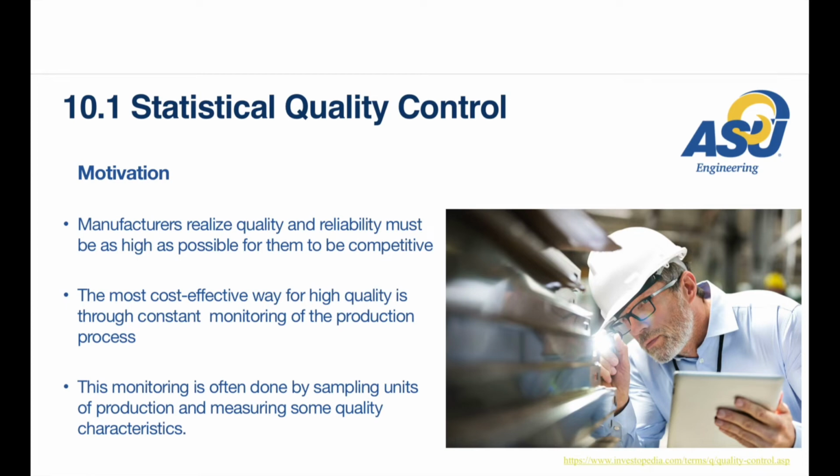One of the most important applications of statistics is quality control. Suppose that you own a company that produces some car component. You want to produce good quality components that are not rejected by your client. You need to be reliable to be competitive. And the most cost-effective way for high quality is through constant monitoring of the production process. This monitoring is often done by sampling units of production and measuring some quality characteristics.